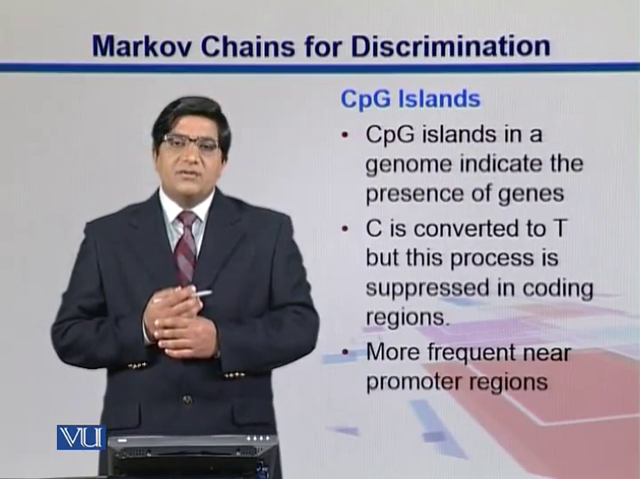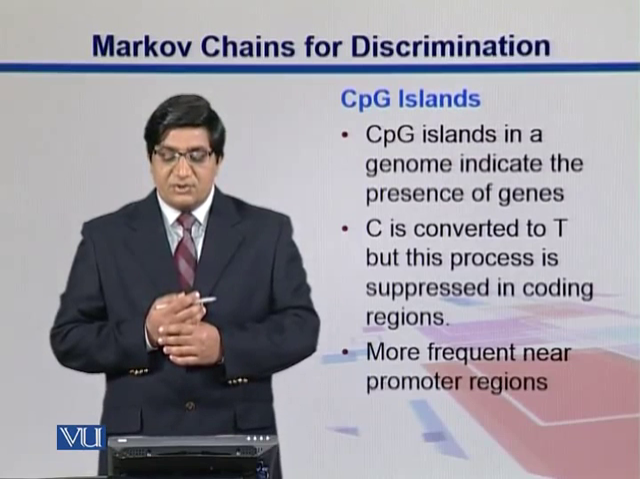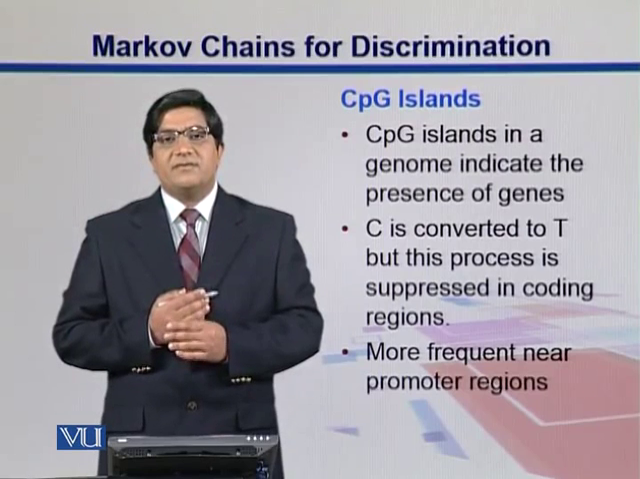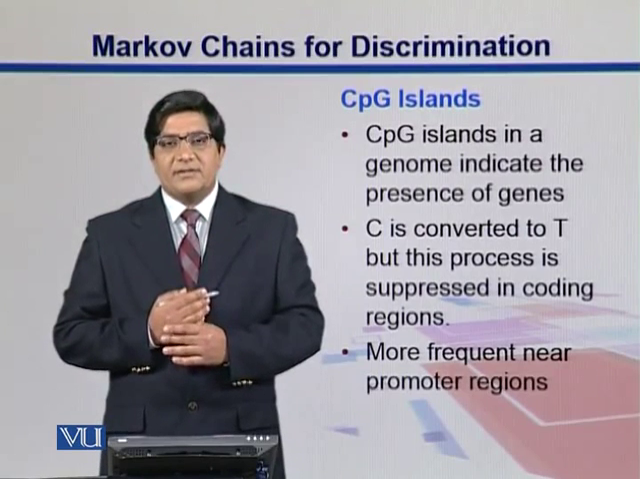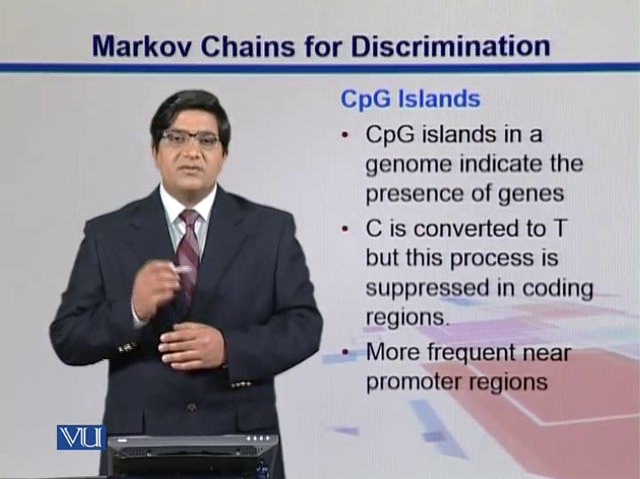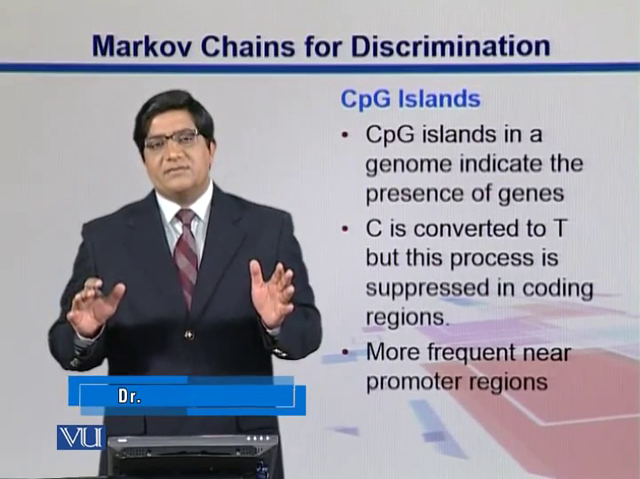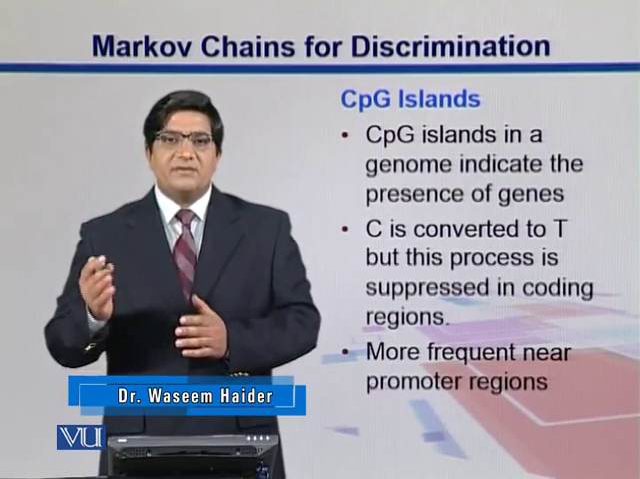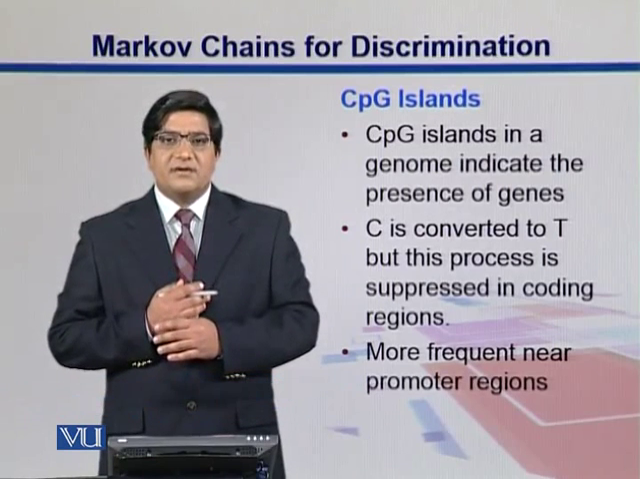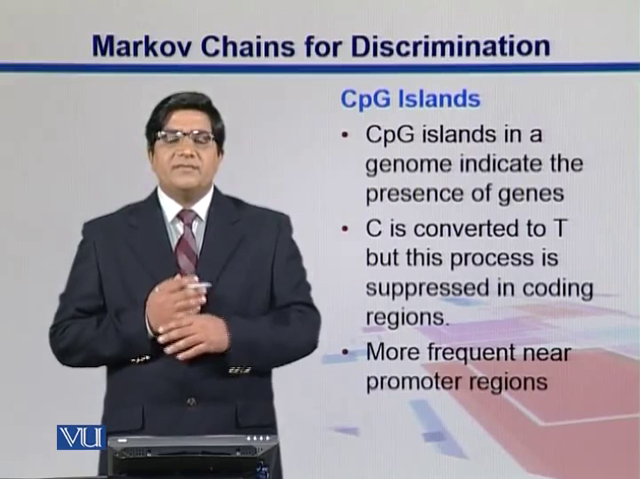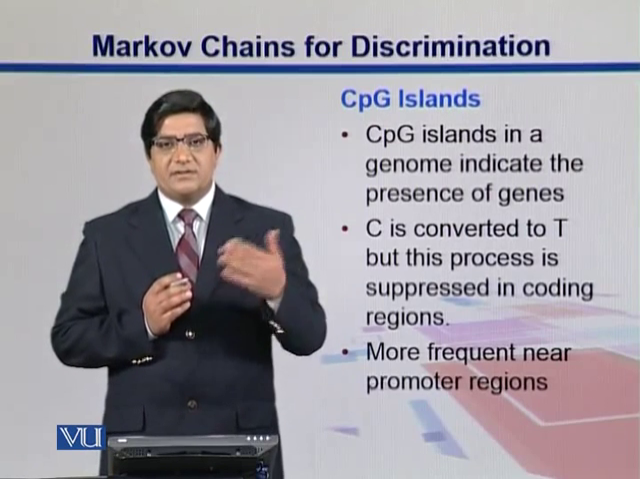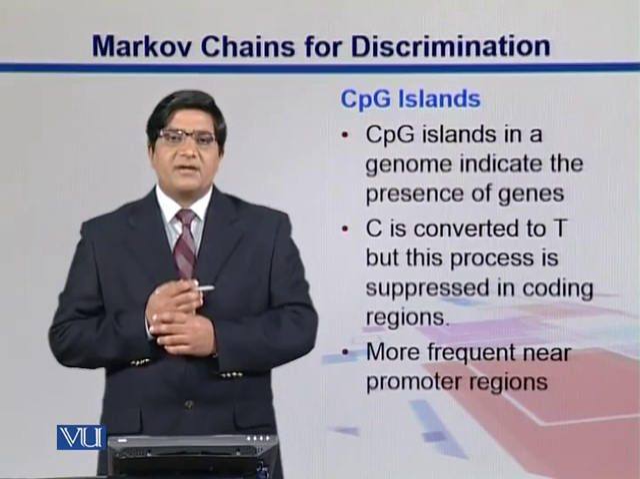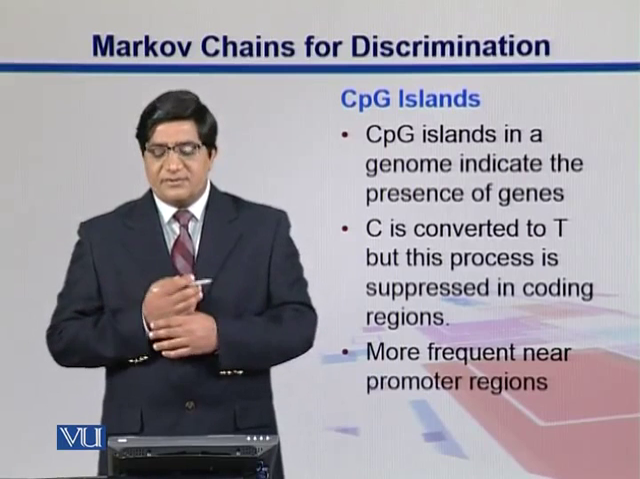What are CpG islands? CpG islands are present in a genome, and they indicate the presence of genes. Whenever C and G are present together, the C most of the time gets converted into T in the genome. So we'll observe more T's. But this process of converting C into T is reduced around the genes or around the coding region. So wherever we find those CpGs, we can expect that some gene is coming in that region.